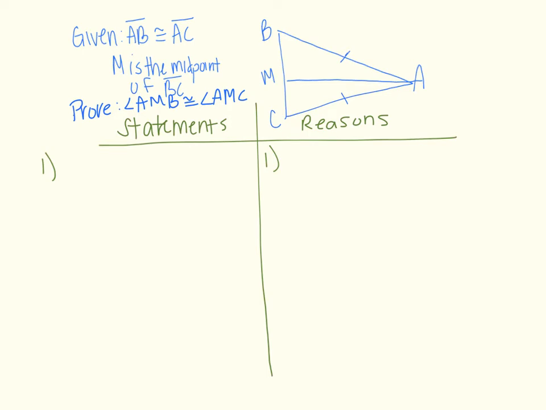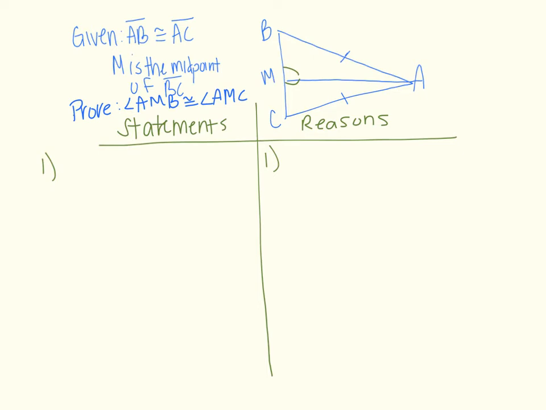Okay, we're going to go ahead and do this example right here. This will be our last example for this video. We are going to use the given information that AB is congruent to AC and that M is the midpoint of BC and prove that angle AMB is congruent to angle AMC. So we've got to show that those two angles are congruent. And in order to do that, we've got to use the information that we already know to help ourselves out.